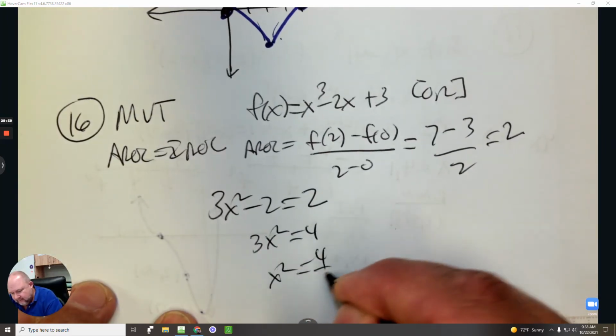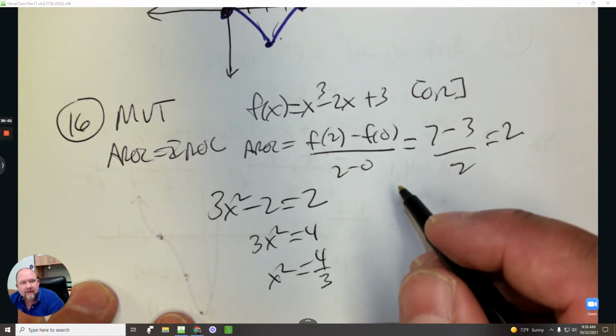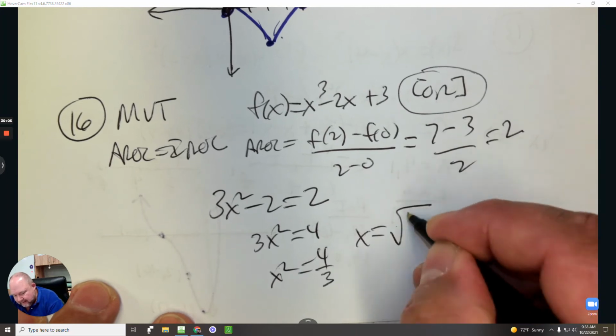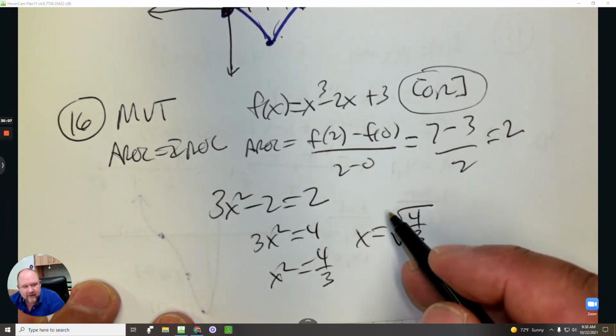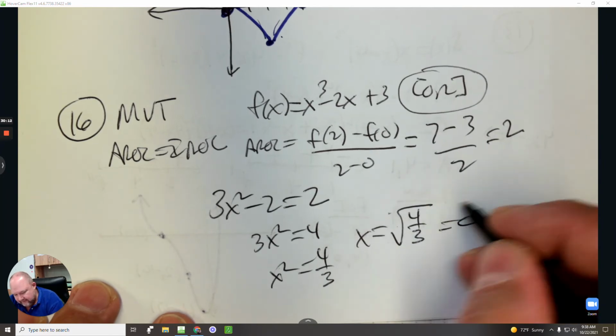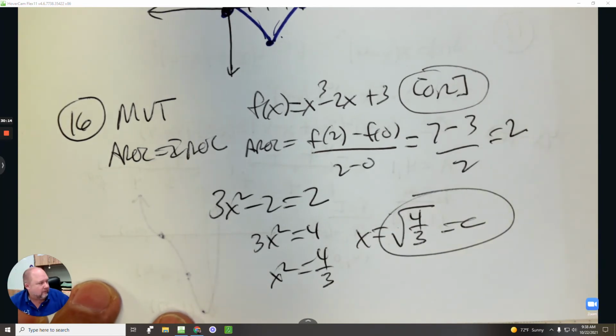Now, when I square root, I have to understand my domain restriction, and so I don't have to simplify this, and it's not positive and negative because it's between 0 and 2. So that is the C value right there, the square root of 4/3.